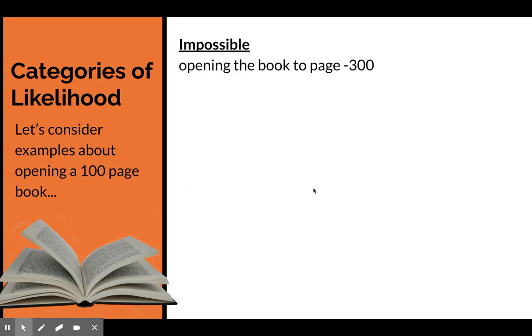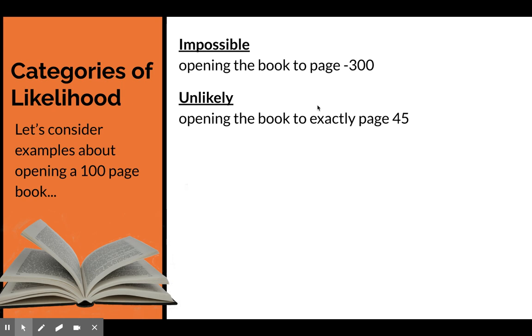So something is impossible if we're going to open the book to page 300. That will be considered impossible. Why? Because there's only 100 pages in the book. So of course we can't open to page 300. That category would be impossible. Something would be considered unlikely if we open the book exactly to page 45. Remember, there's 100 options. So opening the book exactly randomly to page 45 is unlikely.